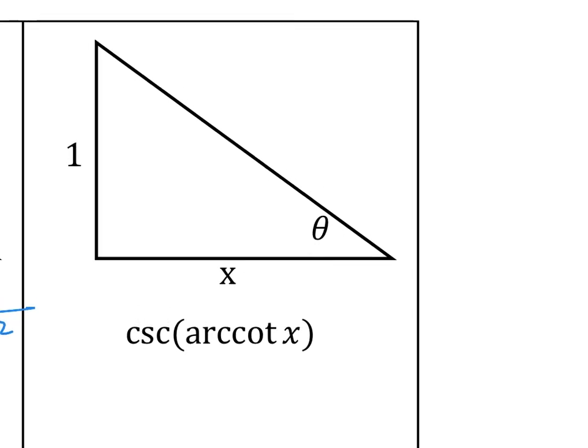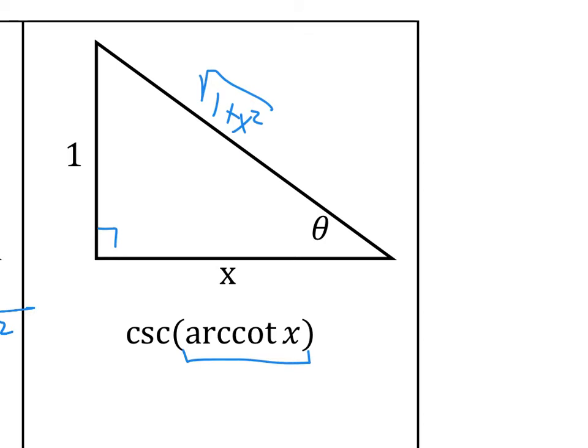We're also going to need this guy, the cosecant of the arc cotangent. Well, arc cotangent means we have an angle whose cotangent is x. So we have this set up. Now I need the cosecant of that. Well, this again is 1 plus x squared, the same as we just had.